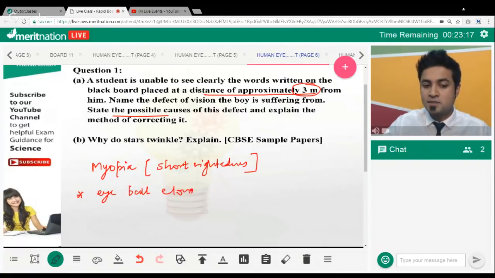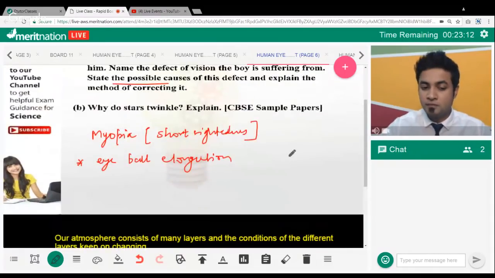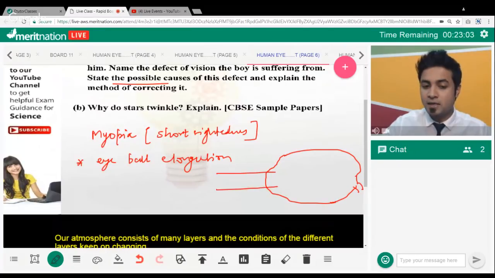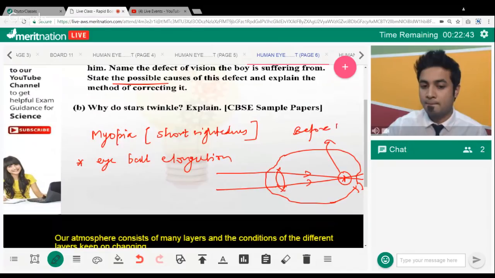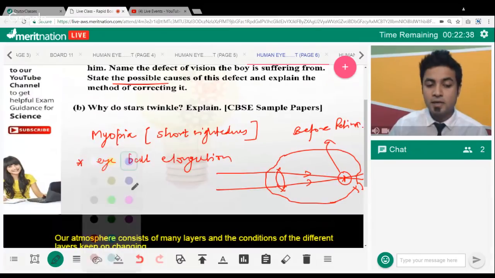You know what happens if the eyeball elongates? In this case, if the eyeball elongates a bit, let's suppose like in this way, the rays of light are going to focus before the retina. Because of some reason, if the eyeball is elongated, these rays are going to focus before the retina. So this may be the reason.